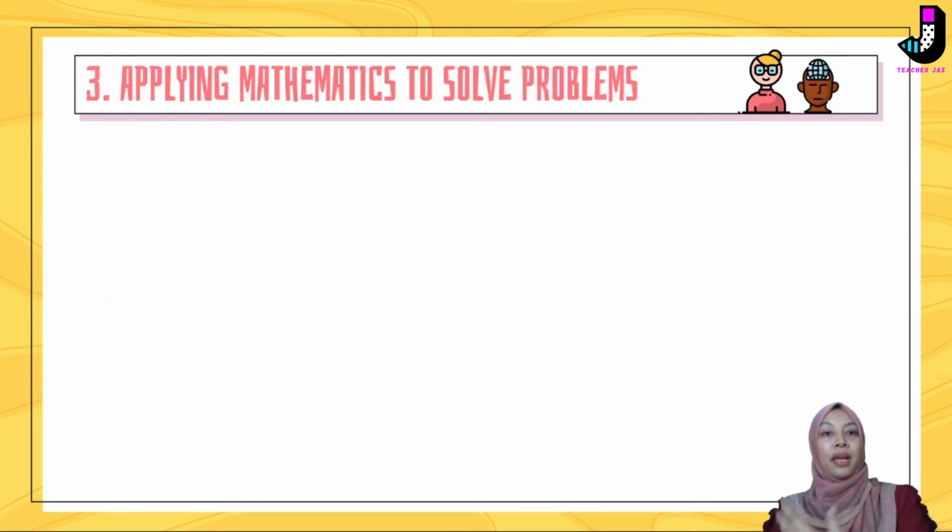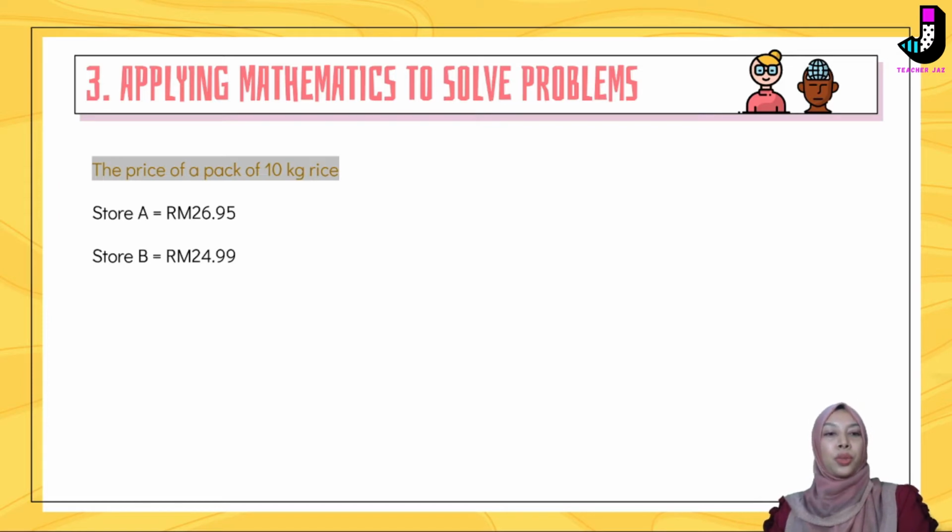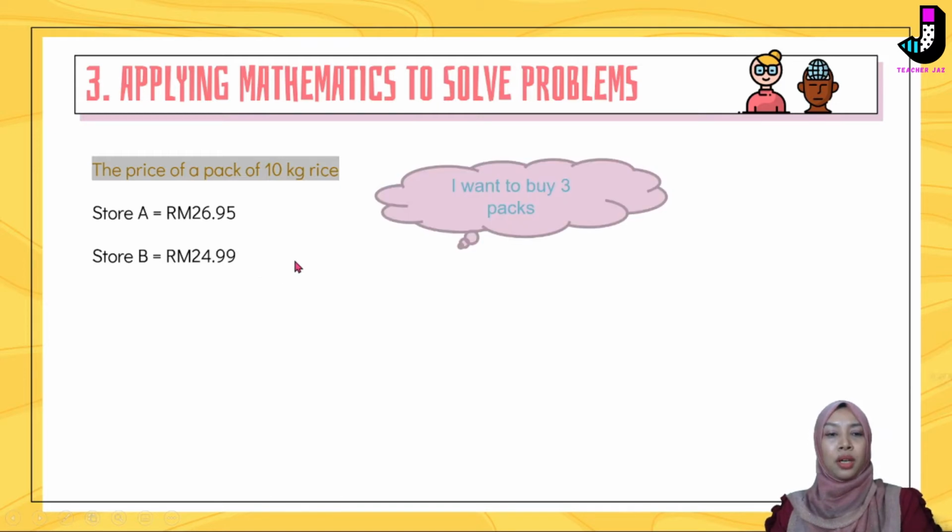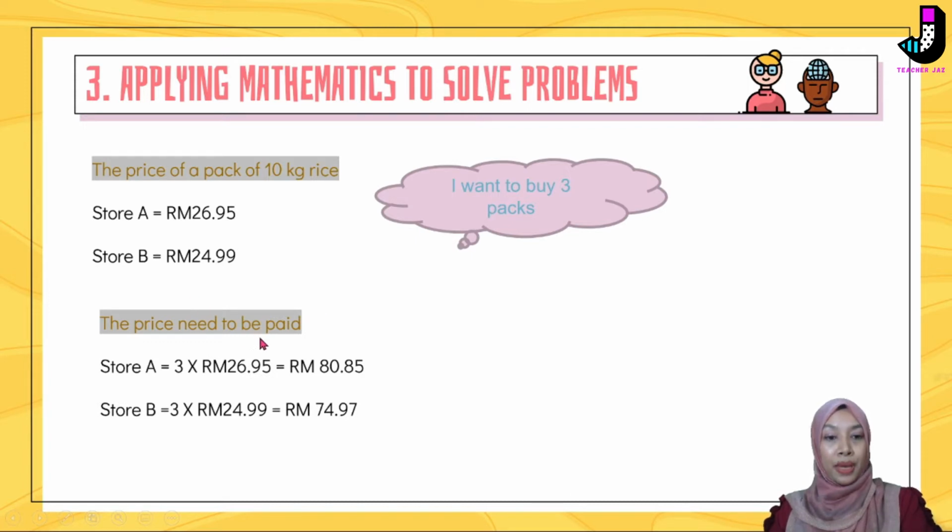The third one is applying mathematics to solve problems. So here we're going to find the price of a pack of 10 kilogram rice first. Let's say store A is RM26.95, store B RM24.99. Of course store B is much cheaper. Let's say that I want to buy 3 packs. So the price to be paid needs to be multiplied by 3 packs. So store A, I need to pay RM80.85, while store B only RM74.97.